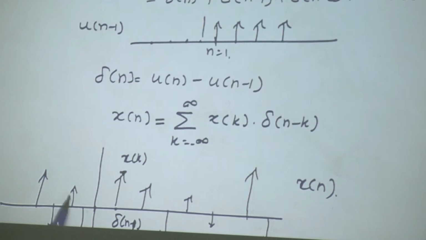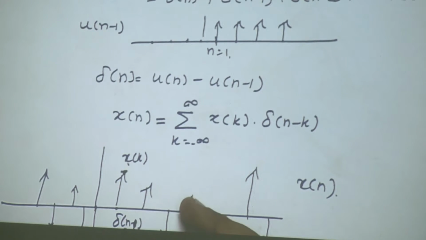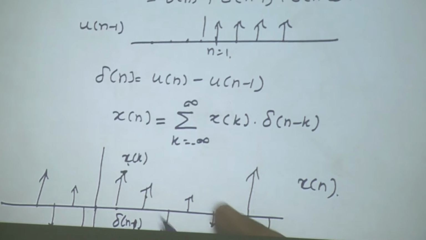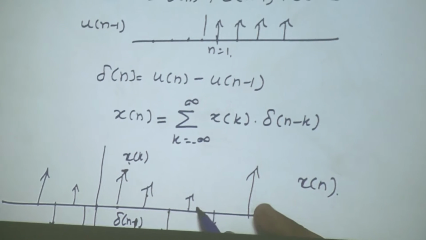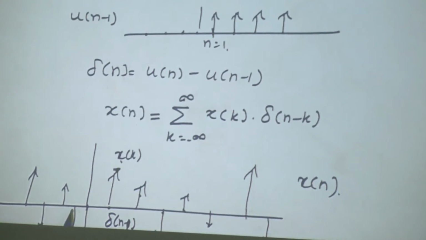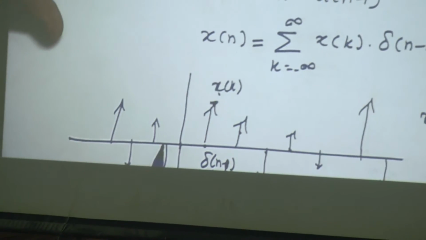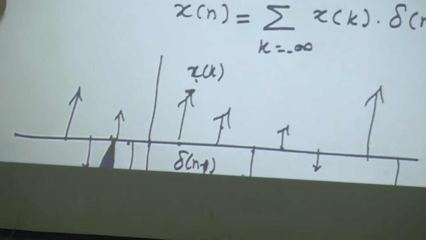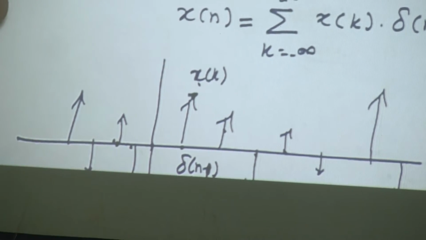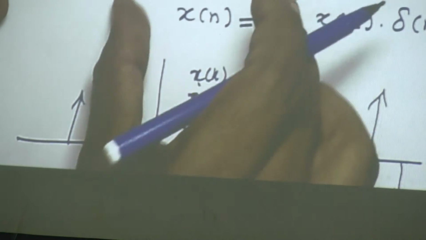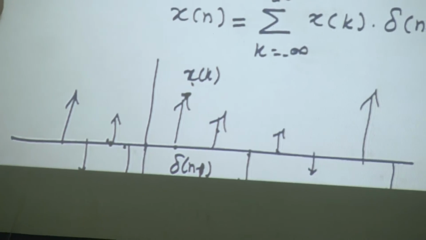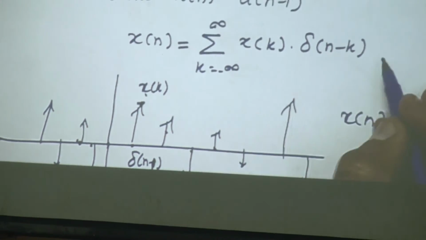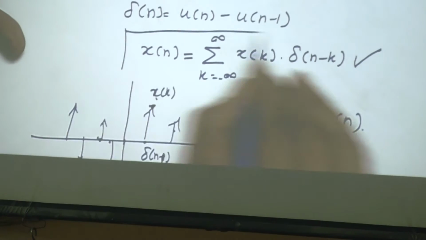Alright. So, here it is: x of 1 delta n minus 1, x of 2 delta n minus 2, x of 3 delta n minus 3, x of 4 delta n minus 4, x of minus 1 delta n plus 1, x of minus 2 multiplied by delta n plus 2, and so on. All such summations will give you x of n. Any x of n, any sequence, can be represented in this form, a very important relation.